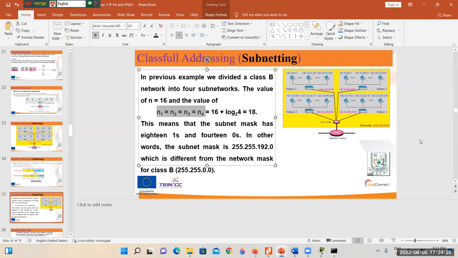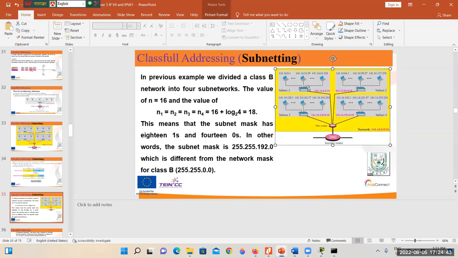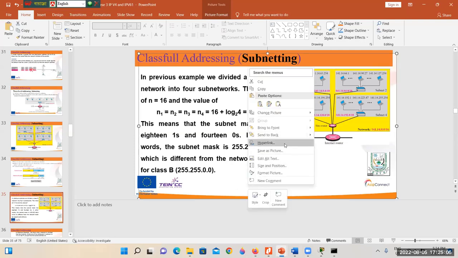In slash notation, 141.14.0.0/18 would be the subnet mask. Do you understand or not? That's why we wrote the slash 18 here. Initially we had 16, but after creating four subnetworks, the subnetwork mask is slash 18. That means 255.255.192.0, okay, we can write it.